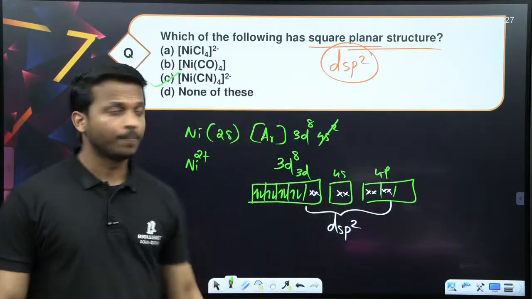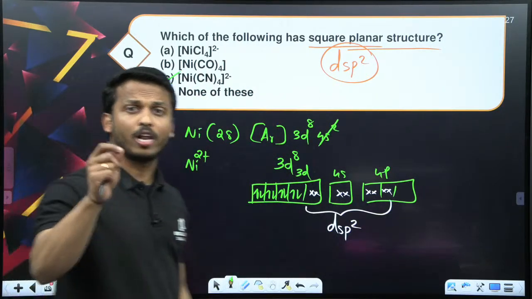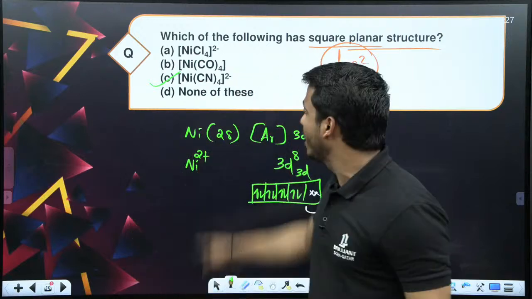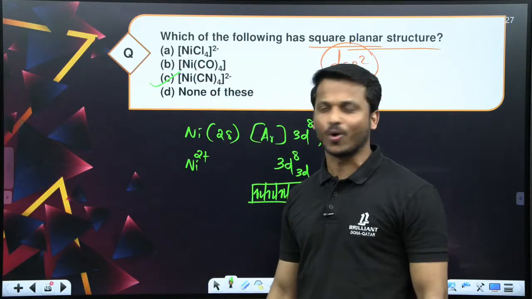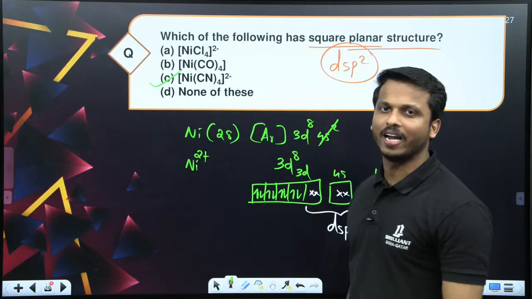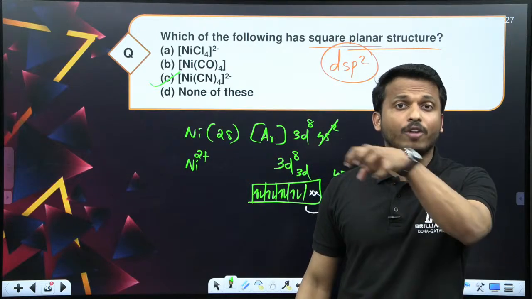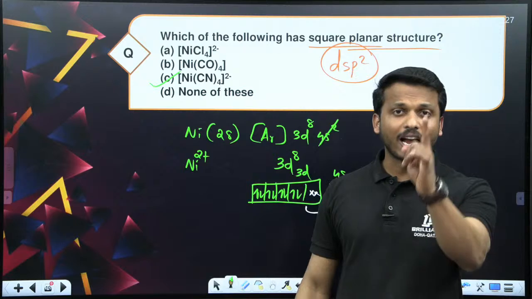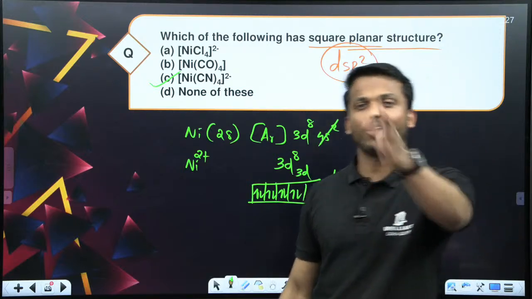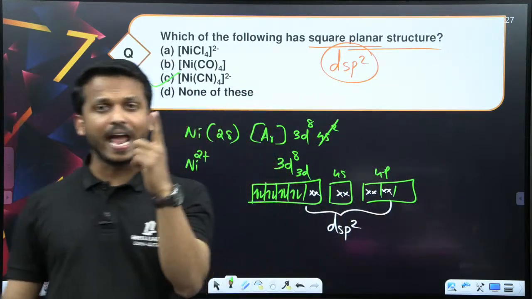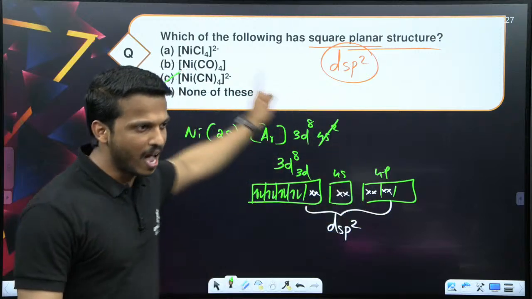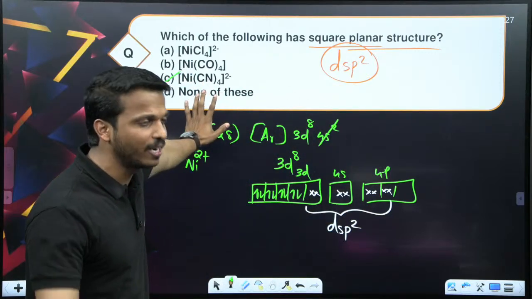Why not option B? Dear all, in option B, CO, carbonyl, is also a strong ligand, but you see here nickel's oxidation state is 0, so these 2 electrons will come inside. That also means no d orbital is available. Square planar means we should start from d. At least one d orbital should be free, then only we can go with dsp2 hybridization. My dear students, the answer is option C.